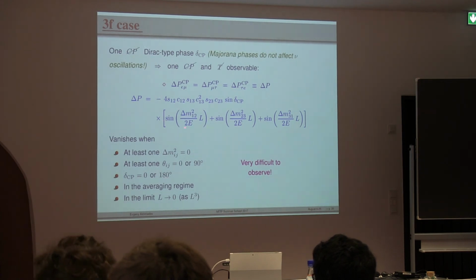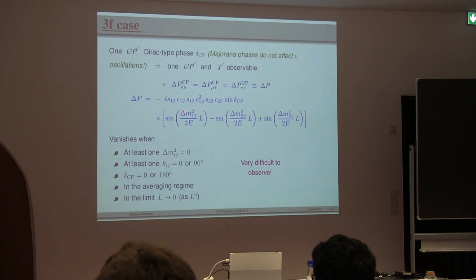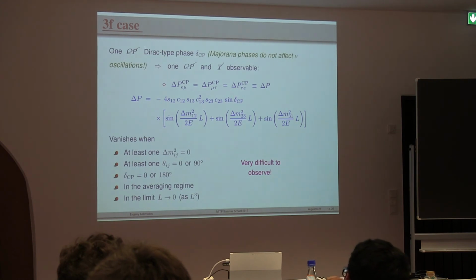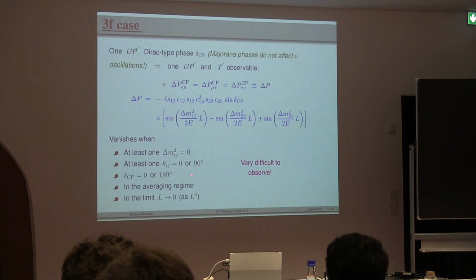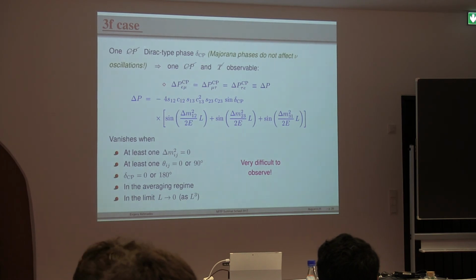Also, it is zero in the averaging regime. If the phases here are very large, we have to average them, and since it's not sine square but sine, the average is zero. So in the averaging regime, everything is zero. Moreover, in the regime of small baseline, we can expand the sine and just take, instead of sine, its argument, and if we take the sum of all three of them, they exactly cancel each other. So there are many limiting cases in which there is no CP violation. And it's one thing which shows us that it's very, very difficult actually to observe CP violation.